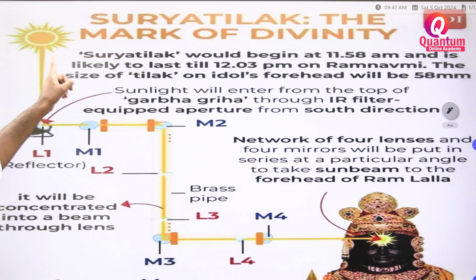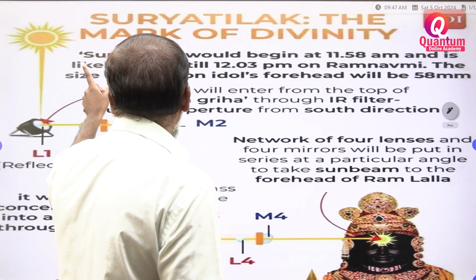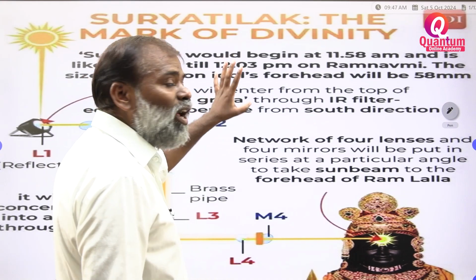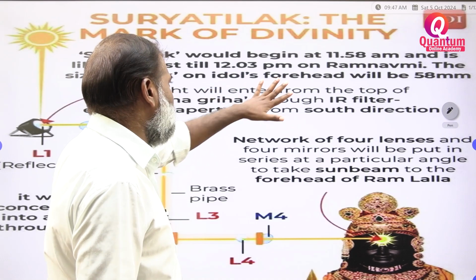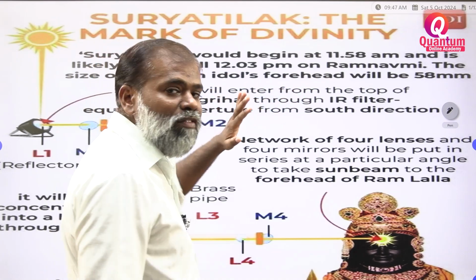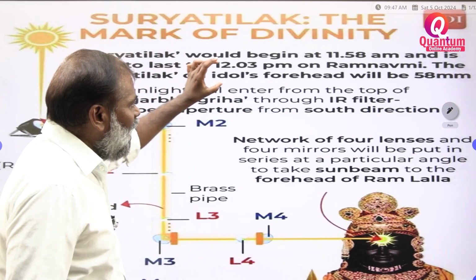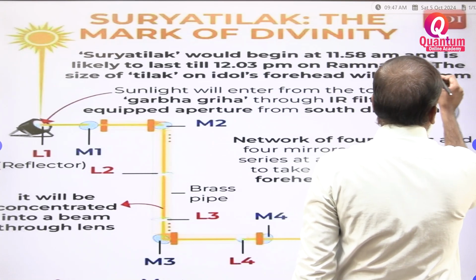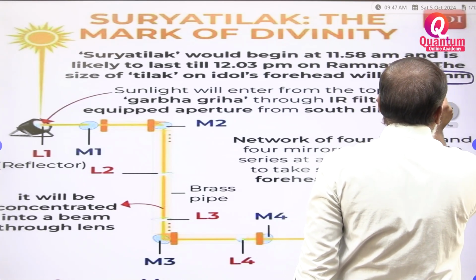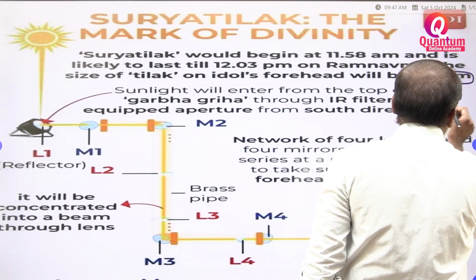When they did this, the Surya Tilak would begin at 11:58 AM and is likely to last till 12:03, a total of 5 minutes. And on Sri Ram Navami, the size of the tilak on the idol's forehead will be 58 millimeters, or 5.8 centimeters.